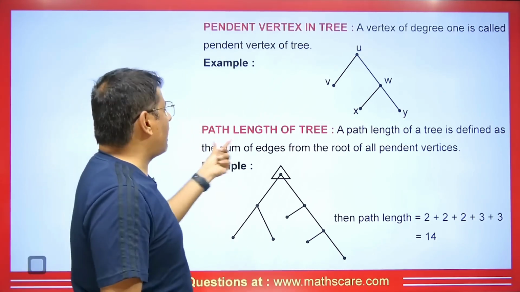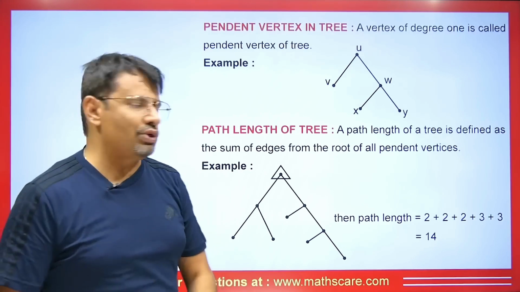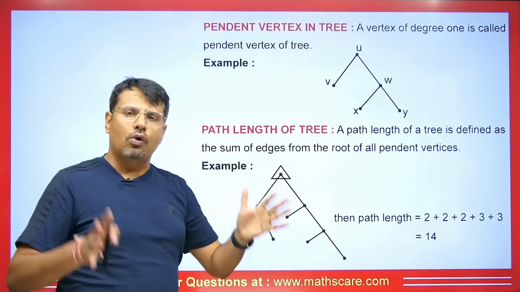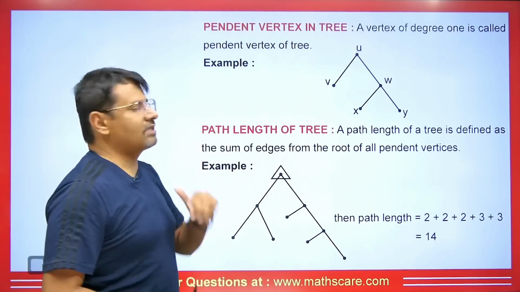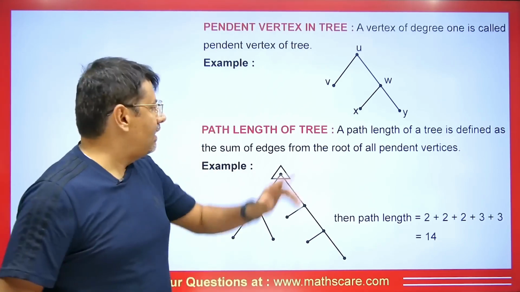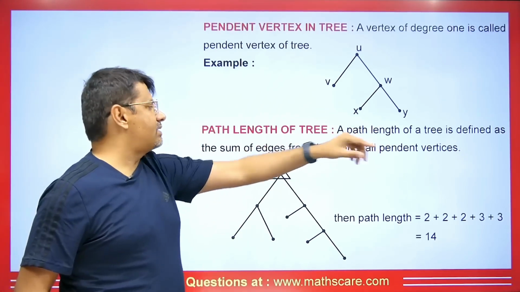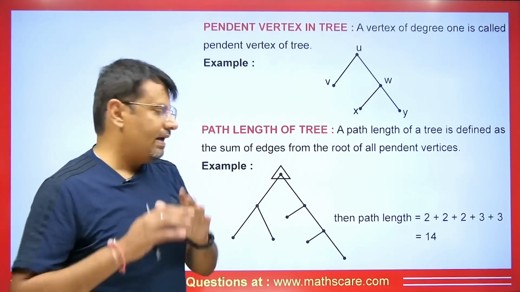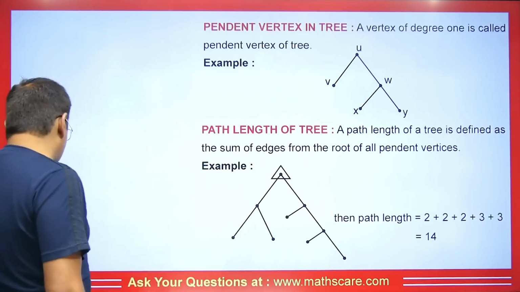We will talk about the path length of a tree. What is the path length of a tree? The path length of a tree is defined as the sum of distances from the root to all the pendant vertices. Is it clear? Understand the definition. The path length of a tree is defined as the sum of edges from the root to all pendant vertices. Let's take an example. Let's say that we have a tree here.